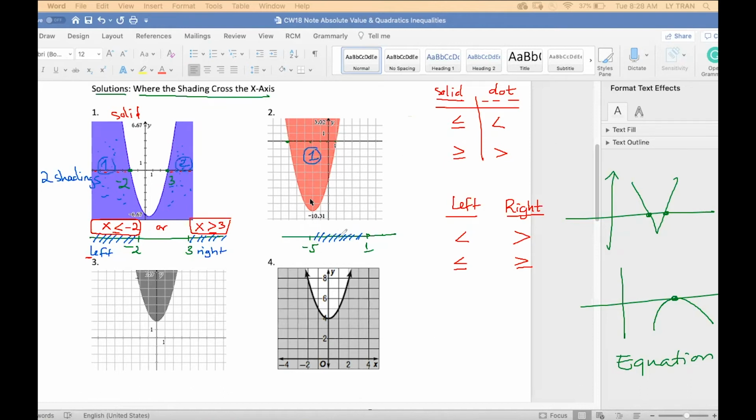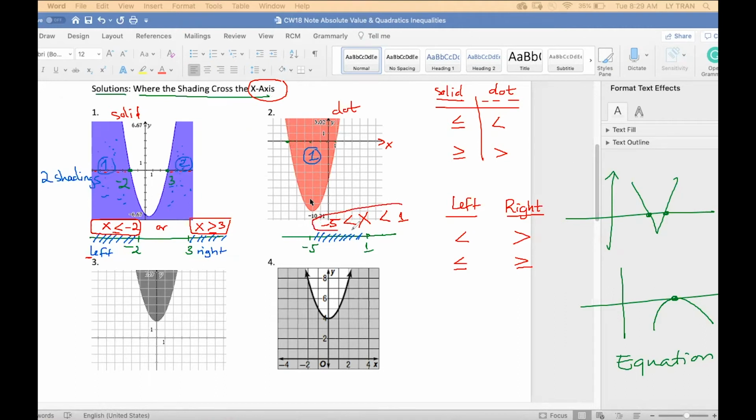That means I have 2 boundaries. My starting point is -5, my end point is at 1. So this is how I'm going to write it. -5, as you know, is less than 1. So I'm going to put less than like this, and I put the x in between because I'm talking about the x-axis right now. Solutions are where I cross the x-axis, so I put the x in between. This is a dotted line, so that's why I do not have an equal underneath, okay?